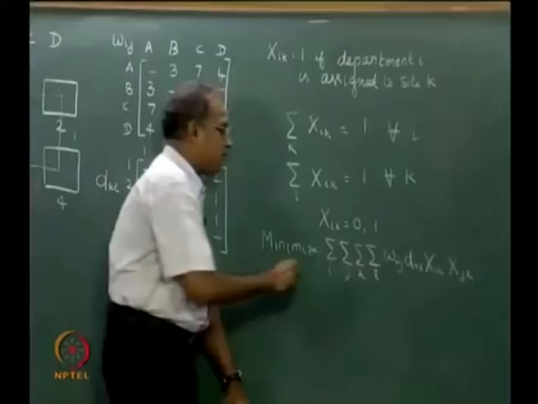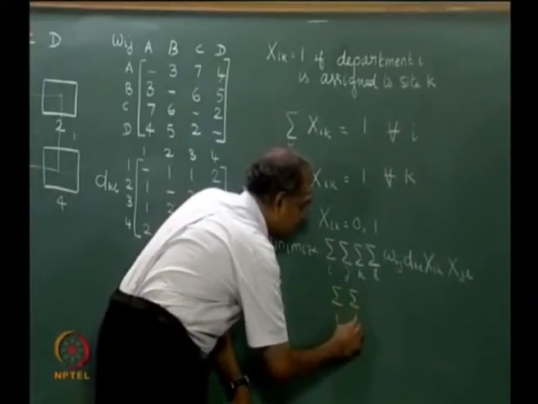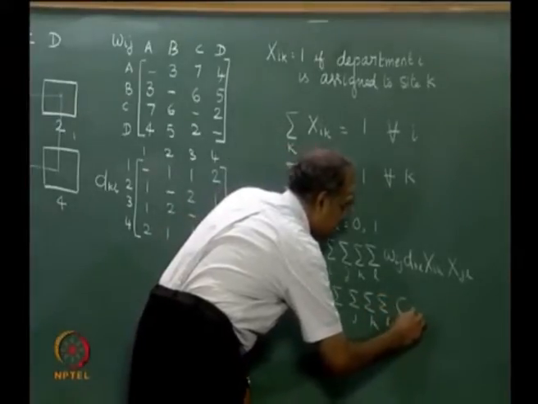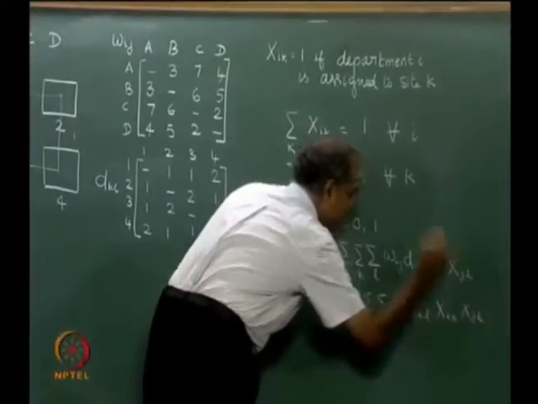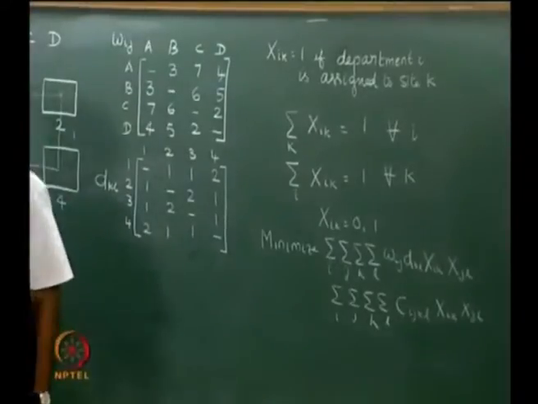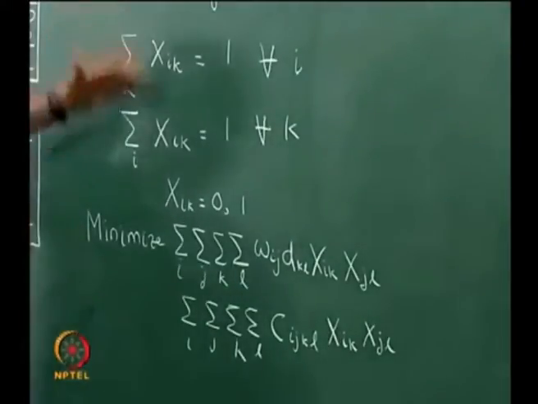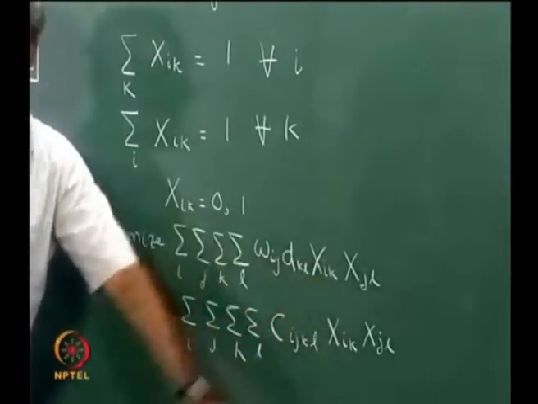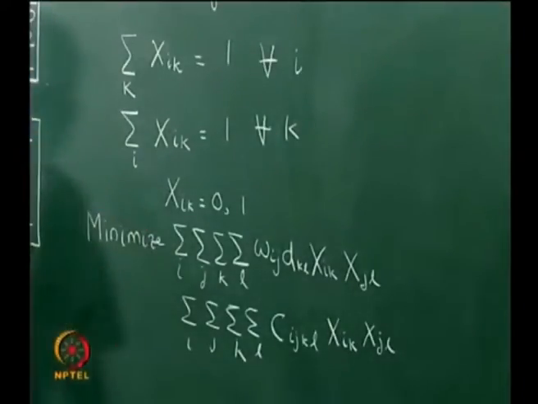It is also customary to write this, instead of Wij dkl, as cijkl xik xjl, where cijkl represents the product of Wij into dkl. So, the problem is to minimize the sum of Wij dkl into xik into xjl subject to these 2 sets of constraints and a binary restriction.